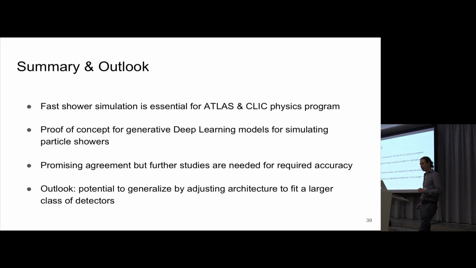So to summarize, fast shower simulation is essential for the Atlas and Clic physics program, and for that matter, it's crucial for the whole of high energy particle physics experiments. I showed you here a proof of concept that these generative deep learning models seem to do a good job to simulate particle showers. The agreement is promising, but still not sufficient for the accuracy required to use this for large-scale production. And maybe as an outlook into the far future, maybe we can use this also to generalize to different architectures and different detectors, to use these kinds of techniques for simulation. Thanks a lot. Thank you.